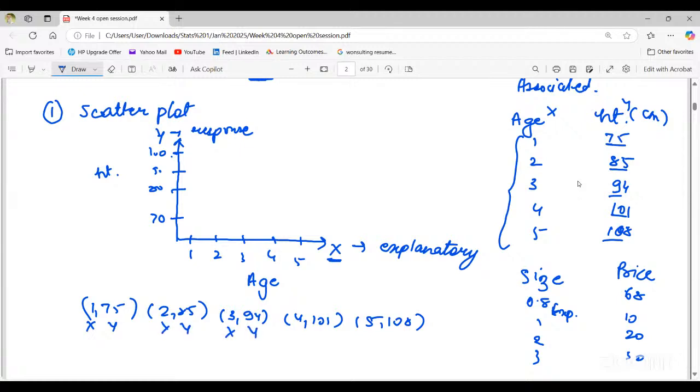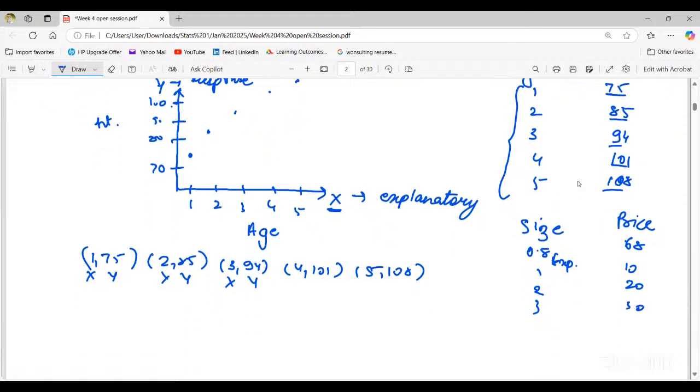So my first point is 1,75, and my point would be here, correct? Then we have 2,85, my point would be somewhat here. Then 3,94, like here. Then we have 4,101, somewhat here, and 5,108 here. So this is my scatter plot. This is how you draw a scatter plot. Everybody got it? Yes, ma'am.